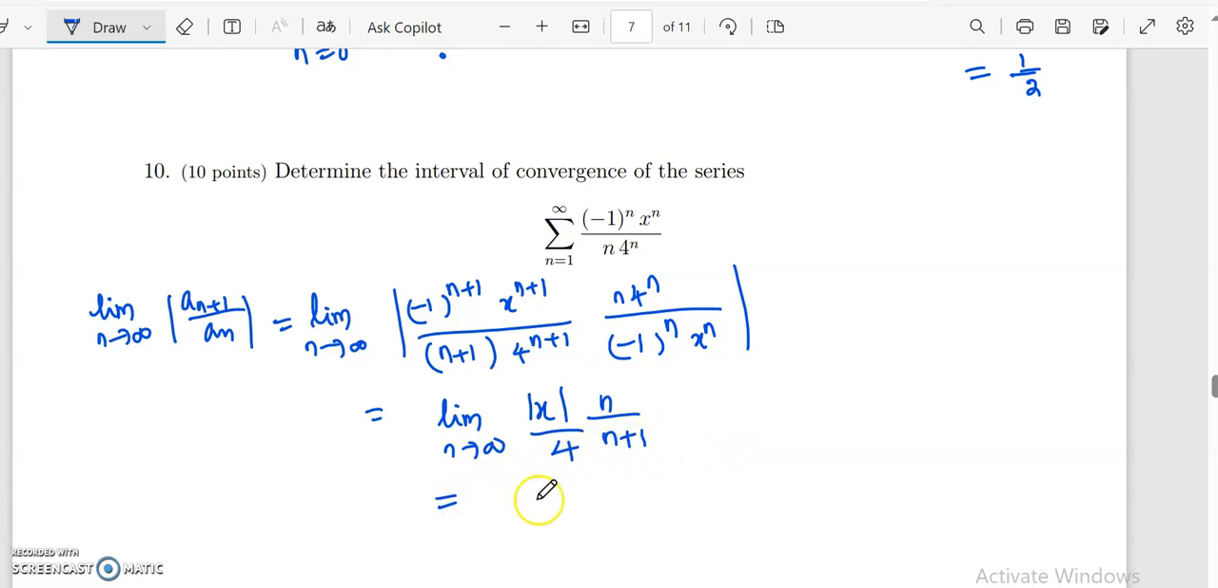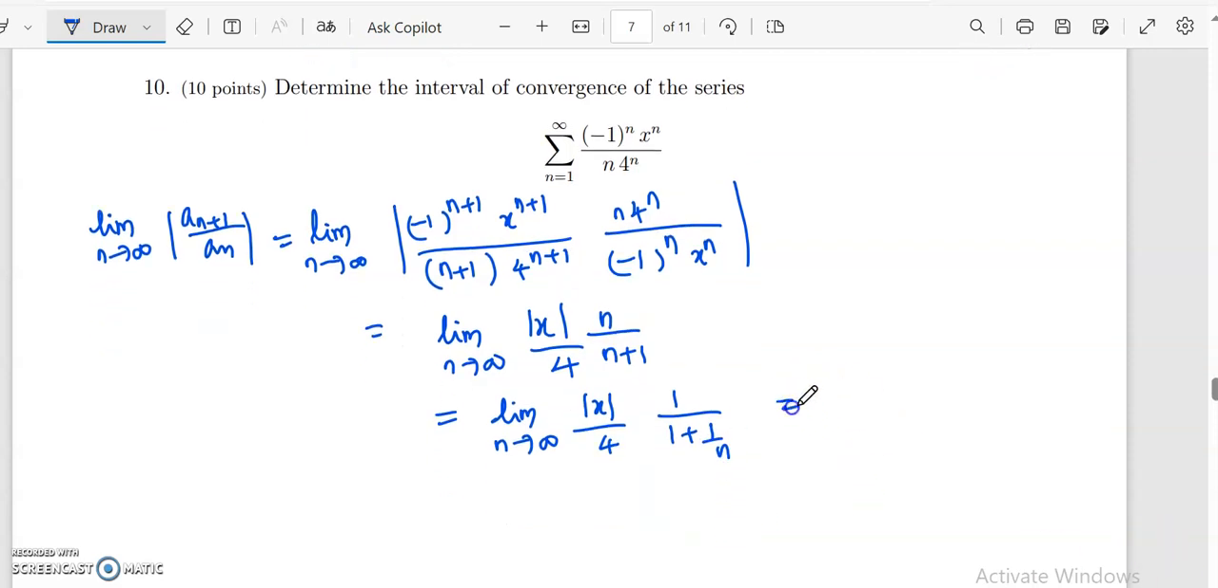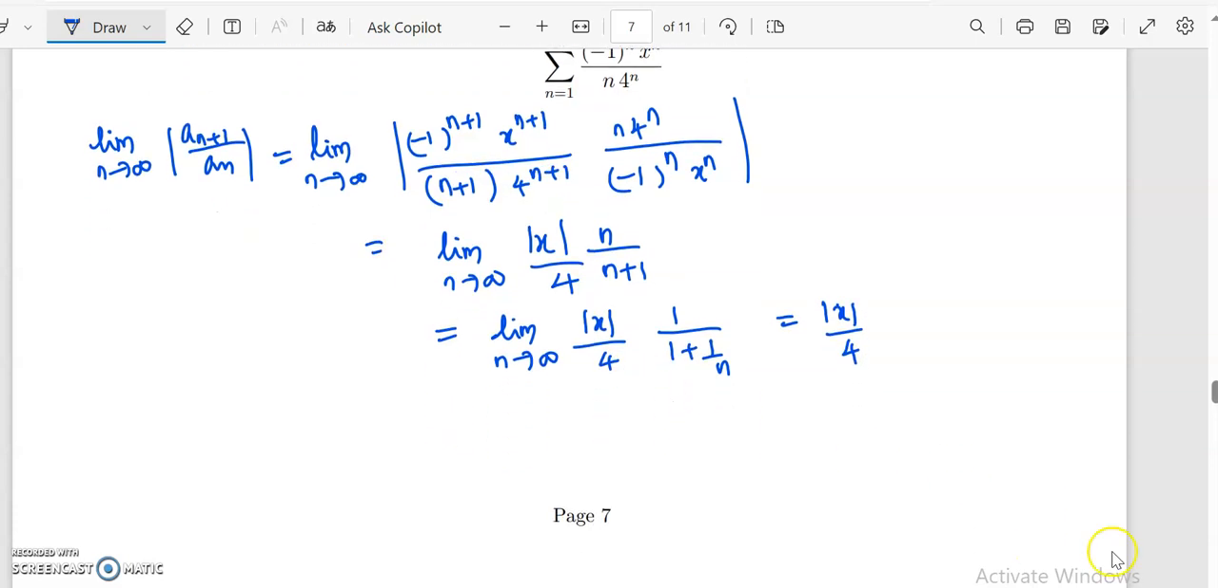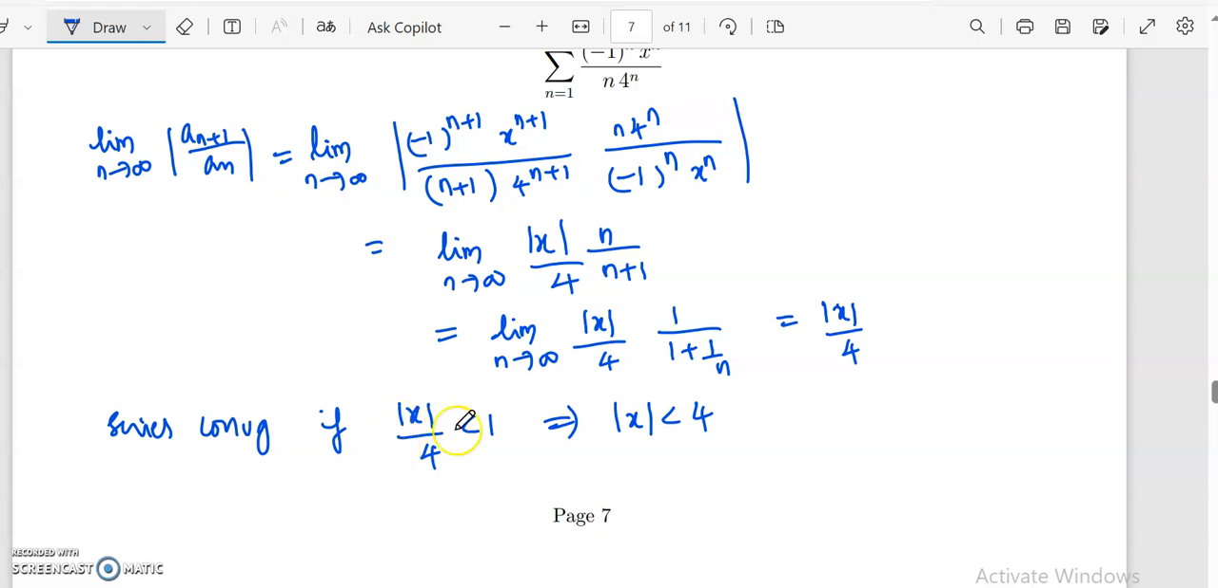Now taking the limit as n goes to infinity. So if we take n outside from numerator and denominator, we'll get limit n goes to infinity mod x by 4 into 1 by 1 plus 1 by n. So taking the limit as n goes to infinity, this will be mod x by 4. So therefore the series will converge if mod x by 4 is less than 1. So that implies mod x must be less than 4. So it will converge between minus 4 and 4.